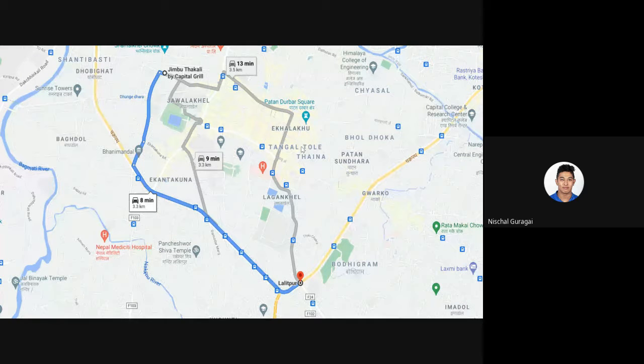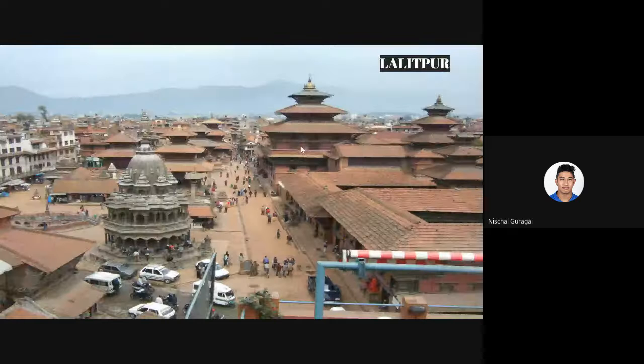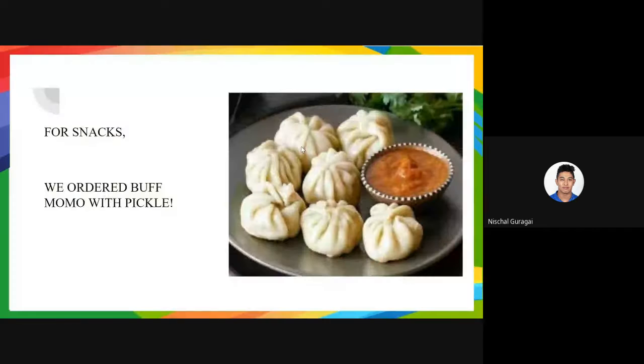So first of all, we went to the cafe called Maitri. After that we ordered a buff momo with pickle. Buff momo stands out among the most consumed dishes in Nepal, also known as dumpling, made with a spoonful of stuffing wrapped in dough. It is native to Nepal and Tibet. Momo is initially a Newari food in Kathmandu Valley and later introduced to Tibet. So its type is like a dumpling.